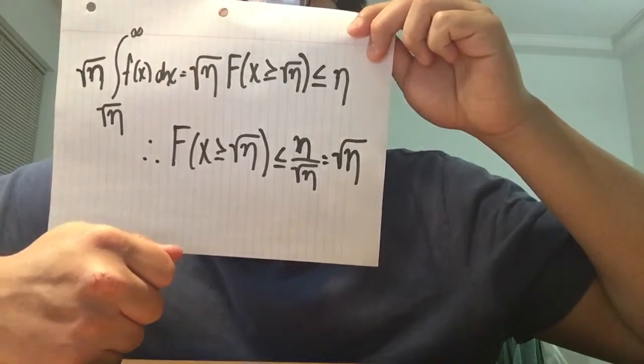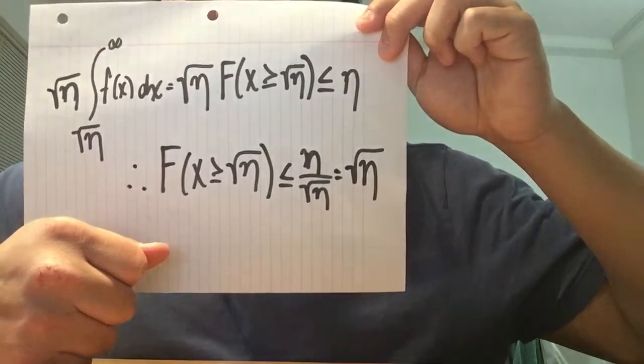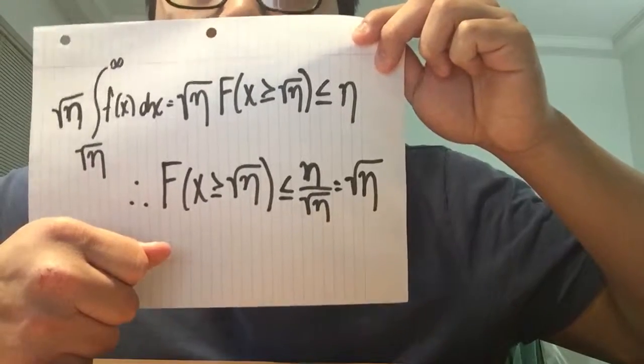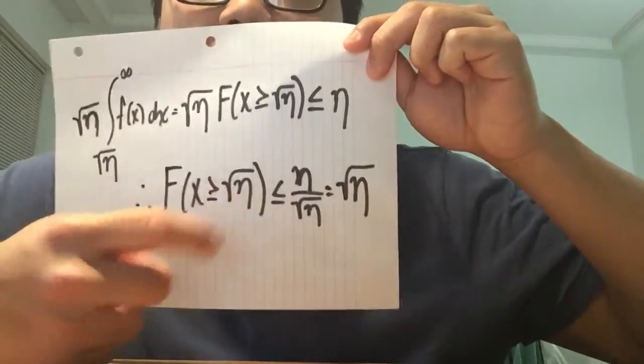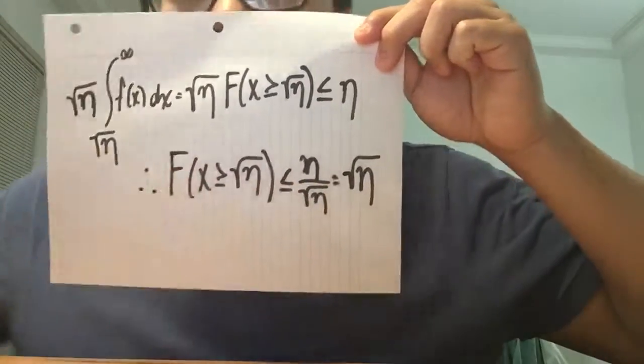Therefore, basically, back to square one, the probability that x is greater than or equal to the root of eta is less than or equal to the root of eta, because eta over the root of eta is the root of eta. Okay, so that's how you do problem number 1. Thank you.